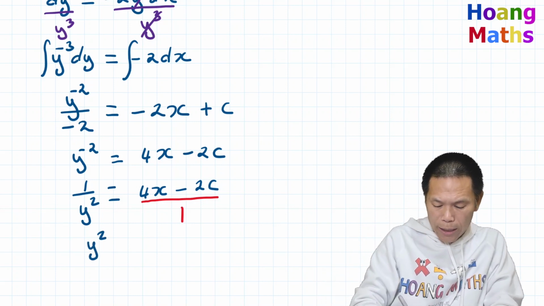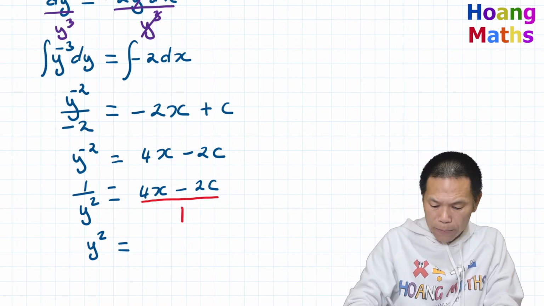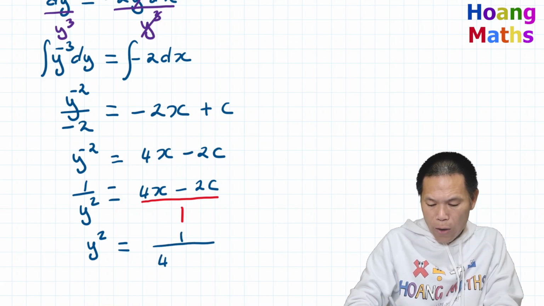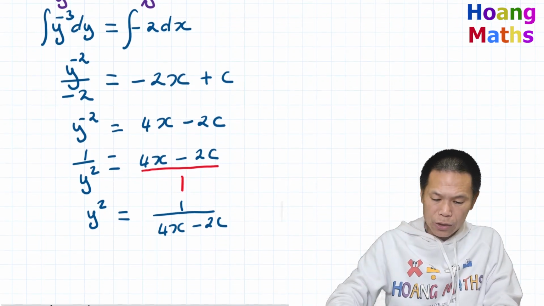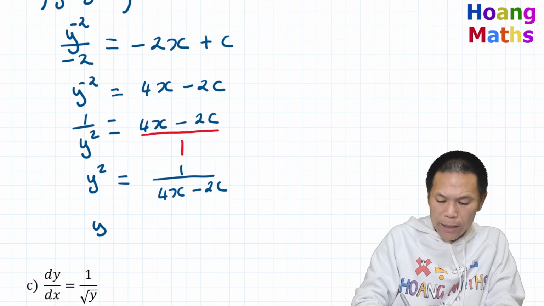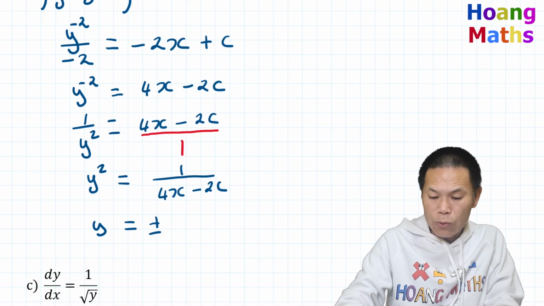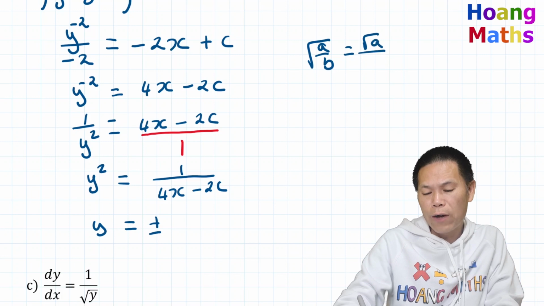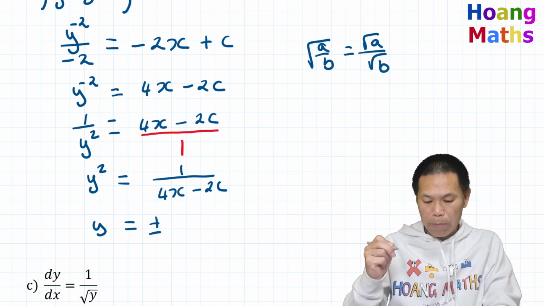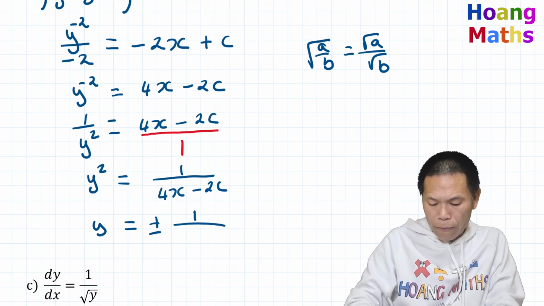So y squared equal, we flip on the right hand side, becomes 1 over 4x minus 2c. So now we just square root both sides. So that will give me y is equal to plus or minus. The square root of a over b is exactly the same as square root of a over square root of b, if you like. So that means square root of 1 will give me 1 over square root of 4x minus 2c.